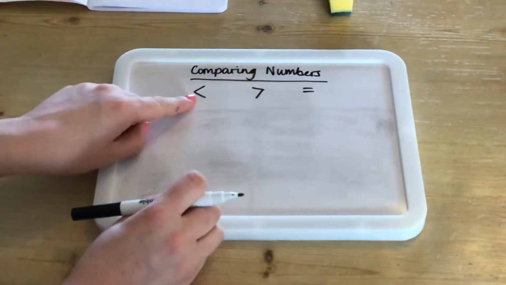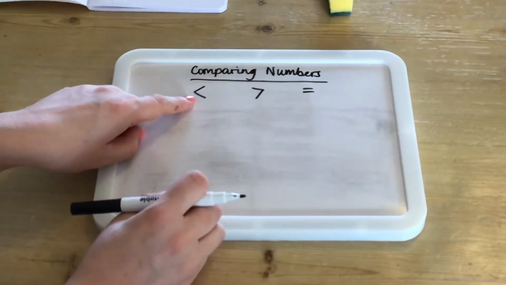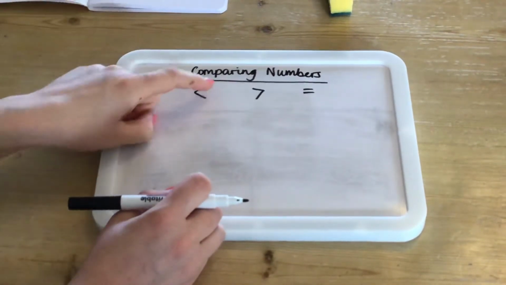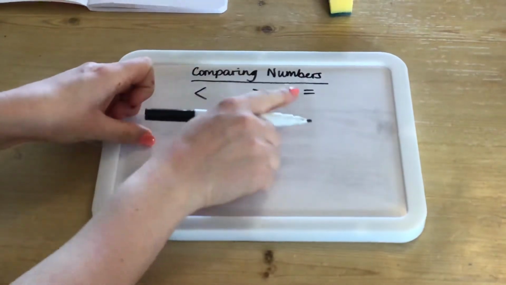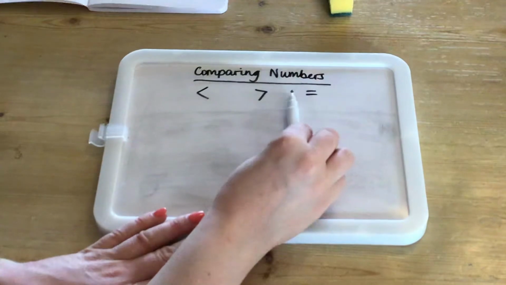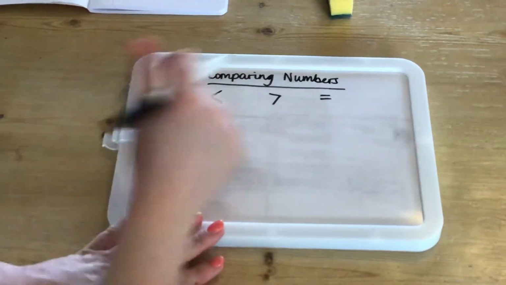Now, we learnt before that Charlie Croc has got an open mouth, and Charlie Croc will always eat the bigger number. So whichever side the bigger number is on, your open mouth has to be facing that way. And obviously with equals to, both sides of the equal sign have to be the same. So let me show you an example.